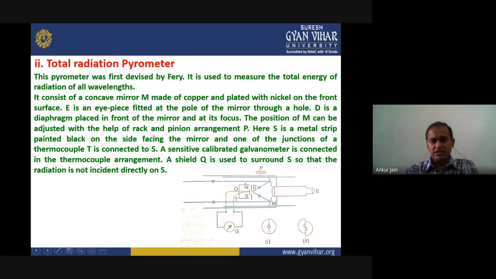Now we use another part, Q, which is known as the shield, so that this radiation should not go to the other side directly. It should follow the path. It should go to the mirror first, then reflect and focus on this metal strip, and because of that only there should be a deflection. It should not pass through directly on this side. To protect that, we use a shield that is named here as Q.